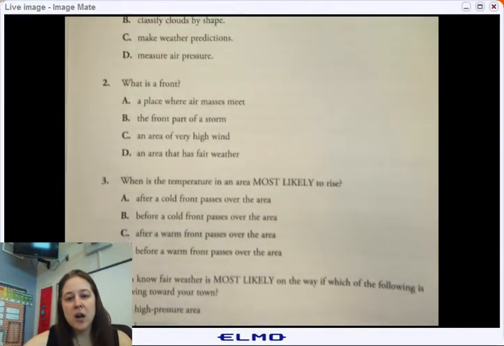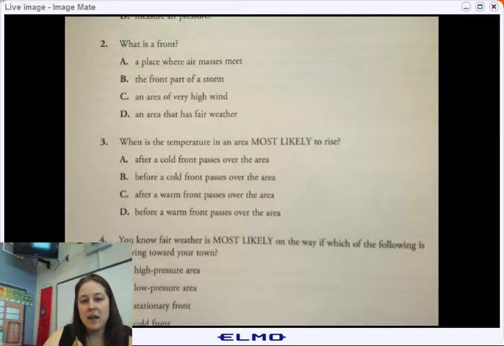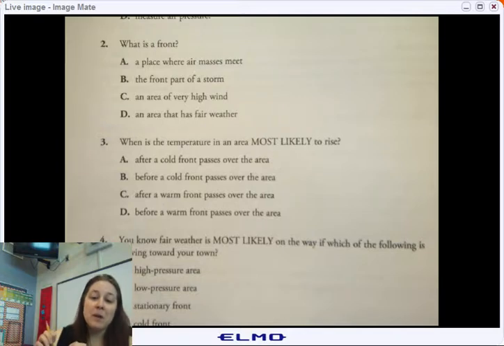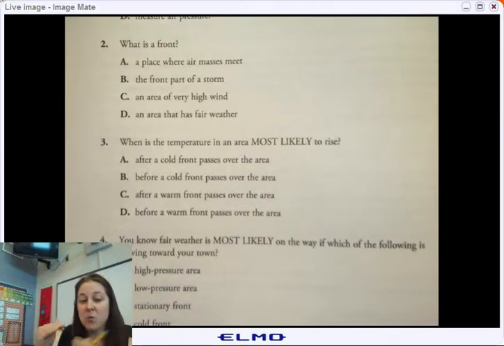When is the temperature of an area most likely to rise? After a cold front passes over the area, before a cold front passes over the area, after a warm front passes over the area, or before a warm front passes over the area. When is the temperature in the area most likely to rise? So think about what temperature is happening, and what's going to happen.